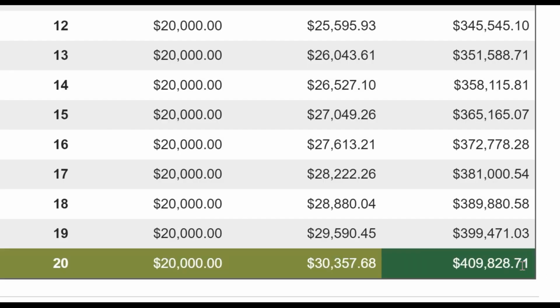In year 20, your interest would have ballooned to $30,357. And your balance would be $409,828.